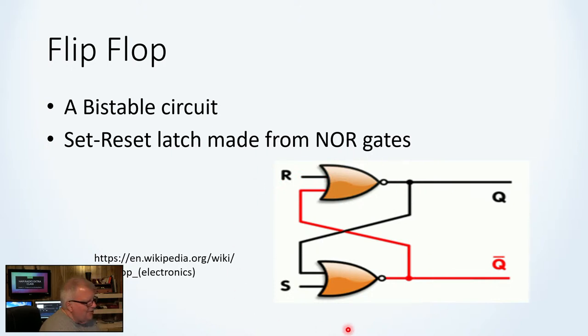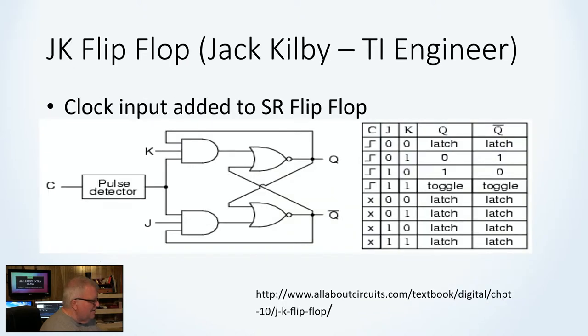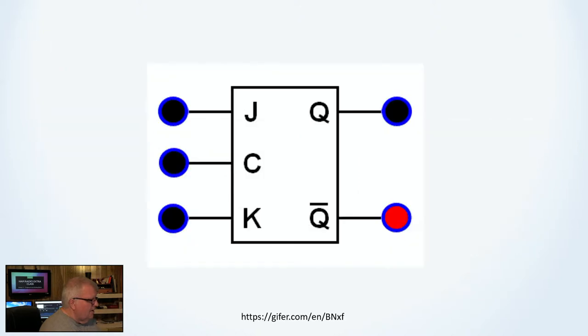Well, this isn't so interesting, but Jack Kilby of Texas Instruments added an input, a clock input, to enable the thing to flip, flop, or latch. And this clock input to the RS or SR flip-flop made it very, very handy for a lot of different logic functions and counting. And so here is a JK flip-flop, and you see that the outputs alternate, but they only alternate when there's a clock input. If the clock input was absent, then they would not alternate.